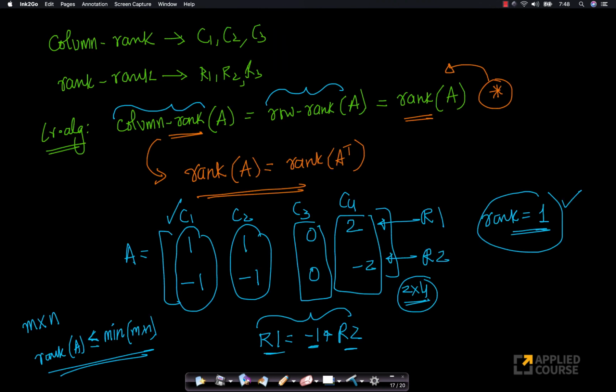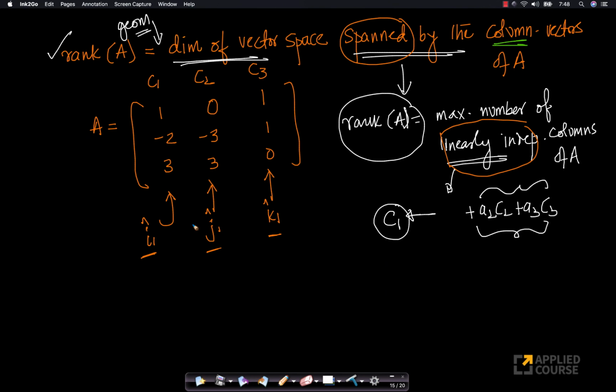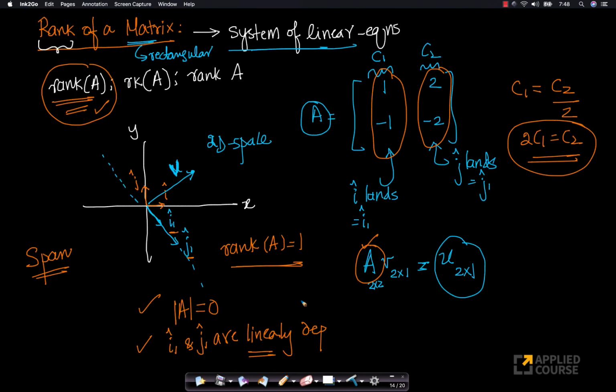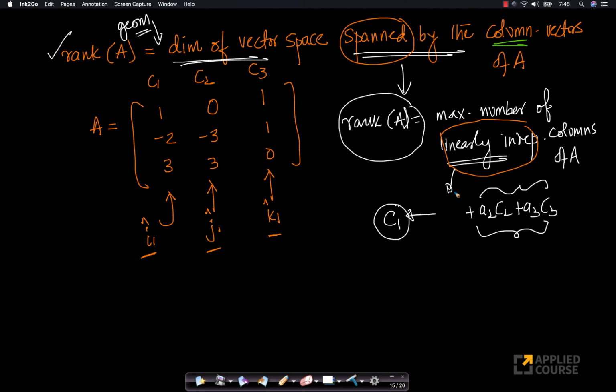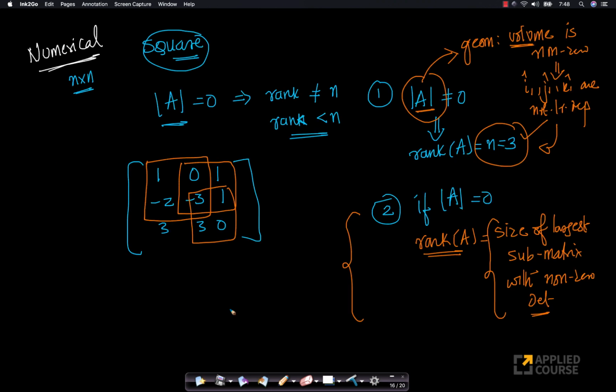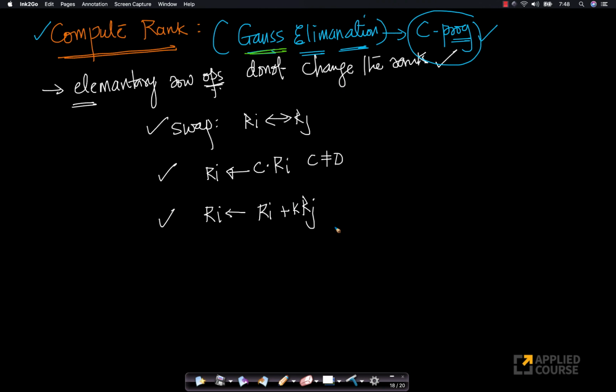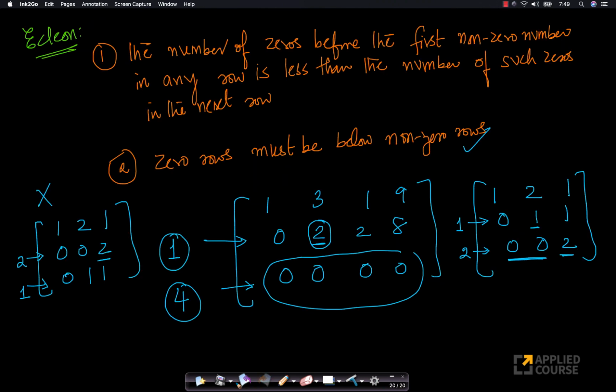So we have understood the meaning of rank, and we have understood multiple interpretations of rank. We have seen it from a span perspective, from a linear independence perspective, and from a numerical standpoint as the size of the largest submatrix with non-zero determinant. We have also seen how to compute rank using Gauss elimination. Now, the next very interesting thing is the properties of rank itself. Let's write a bunch of very important properties of rank. The first one, which we have already seen: the rank of A is less than or equal to the minimum of m and n, if A is an m cross n matrix. Very simple property, nothing fancy here.